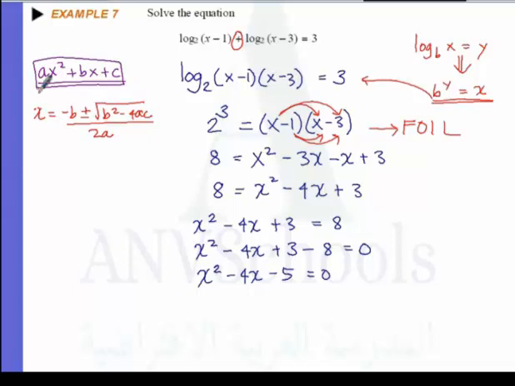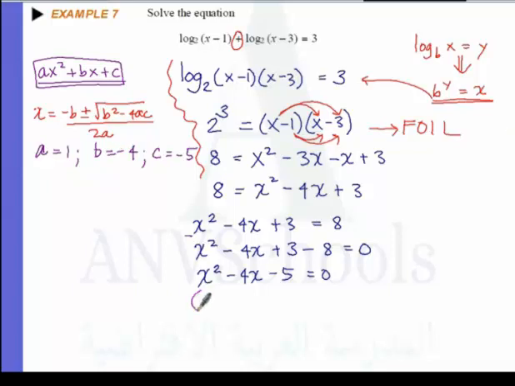In this case, our a is equal to 1, because this is the leading coefficient, or the coefficient of our x squared, and our b is equal to -4, and c is equal to -5. Okay, and then substitute these values of a, b, and c into the formula to solve for your x's. Okay, but in this case, I'm going to use the factoring method to solve for my x.